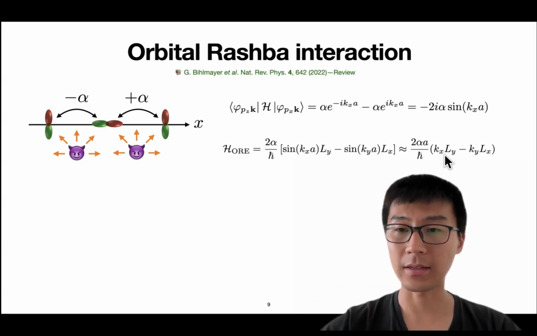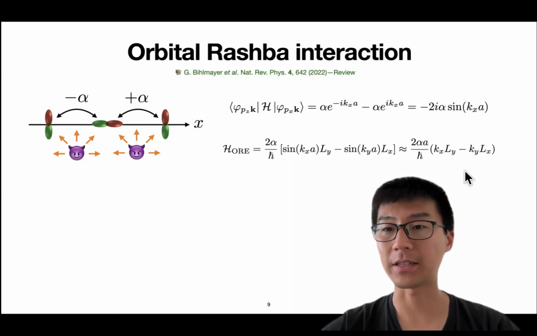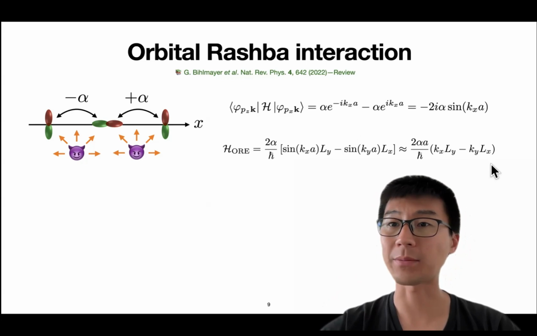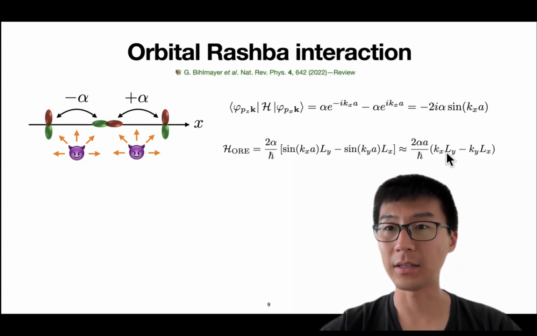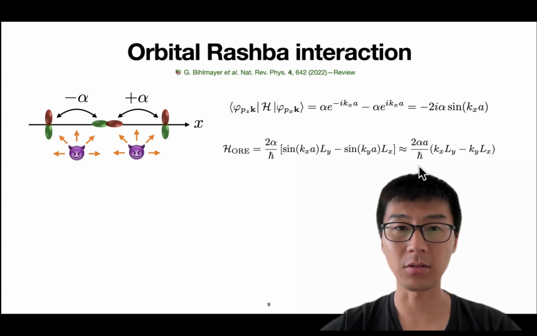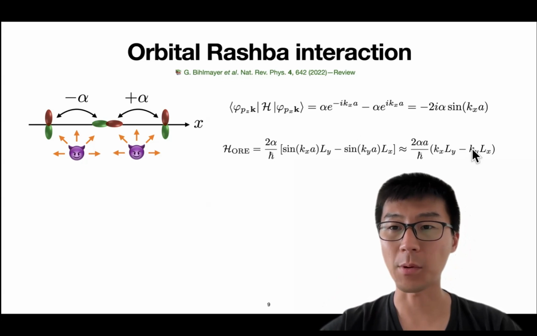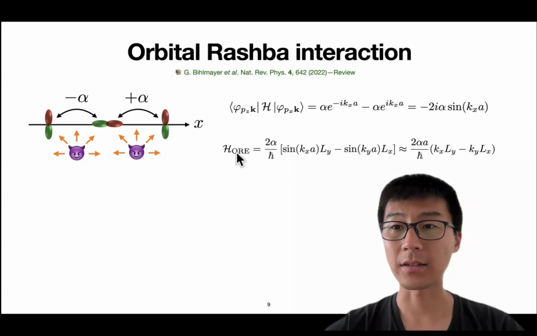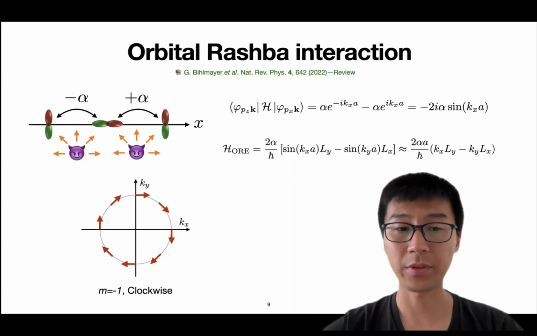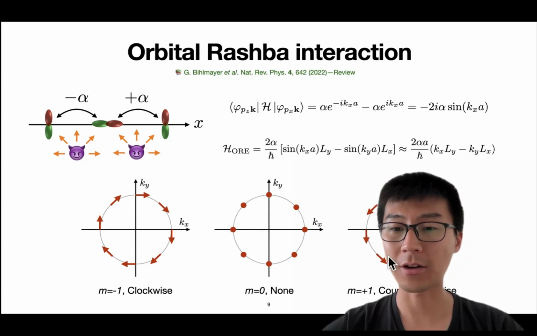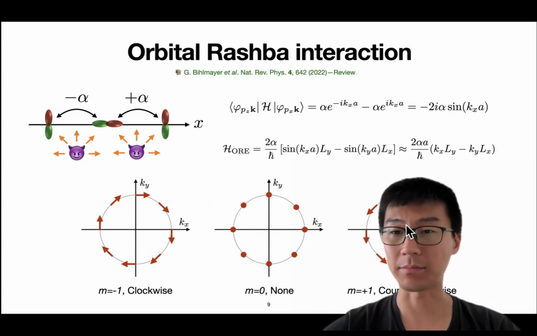Okay, and this interaction, if you are used to spin physics, you will immediately notice that this is just Rashba interaction with L instead of spin S. And this is called orbital-Rashba interaction, and this can result in finite angular momentum. For example, if orbital-Rashba interaction is very strong, depending on the quantum number m, you can have clockwise, no, and counterclockwise angular momentum texture in momentum space. This can, for example, happen in p orbital systems.